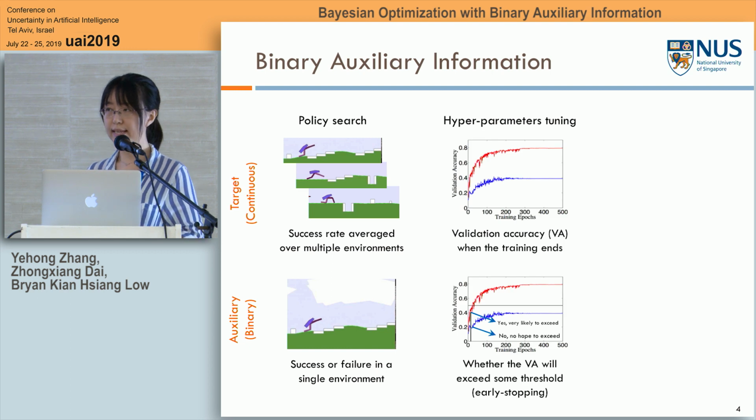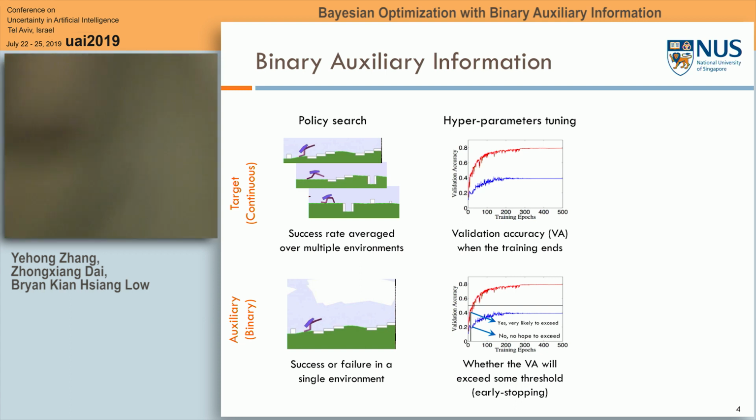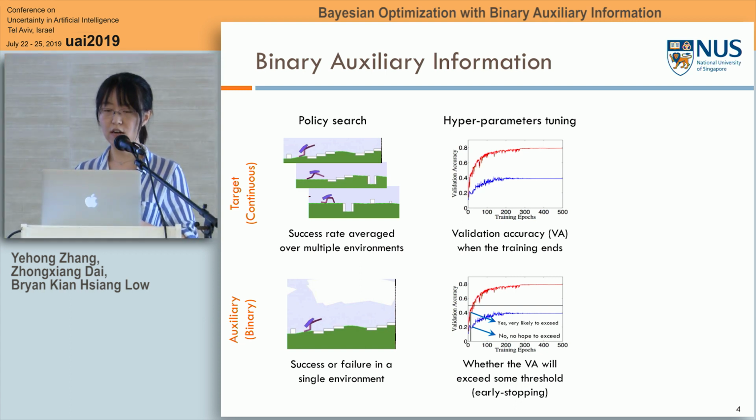Another example is in hyperparameter tuning applications. Here the target output is the validation accuracy when the training is finished. However, if we ask whether the validation accuracy of this model will exceed some specific threshold, for example 0.5, we may get a quite certain answer after only a few training epochs, and the answer, yes or no, is binary.